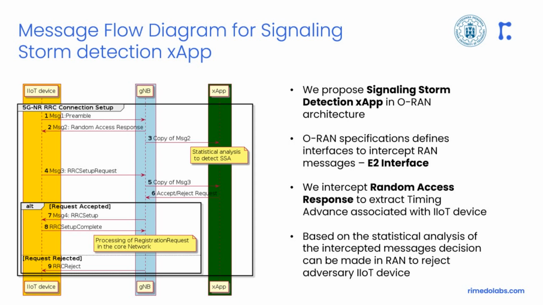In the figure we can see the message flow diagram between the IIoT device, gNodeB and xApp. With the use of the O-RAN interfaces, the random access response, which carries the timing advance of the IIoT device, can be copied to the xApp to perform statistical analysis in order to detect a signaling storm. Later on, when the IIoT device sends the RRC setup request, it is also forwarded to the xApp. At this stage, based on the signaling storm detection result, the gNodeB is notified by the xApp to either reject the RRC setup request or accept it and proceed with IIoT device registration in the core network.